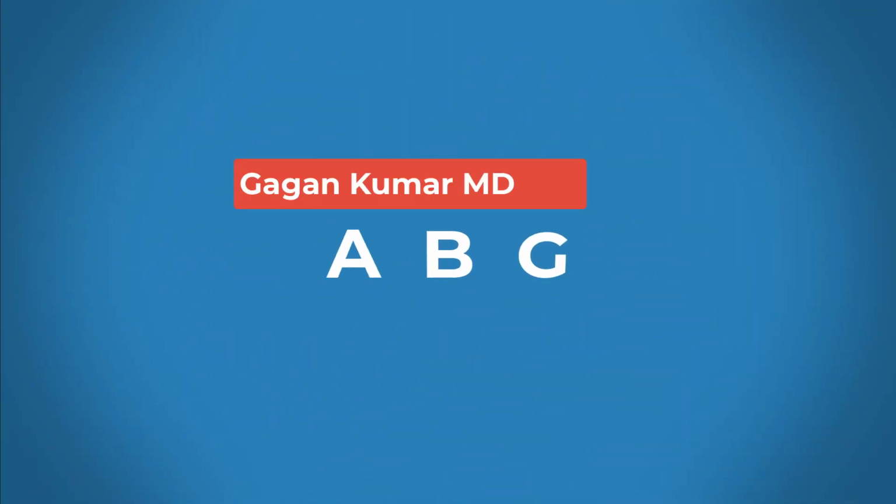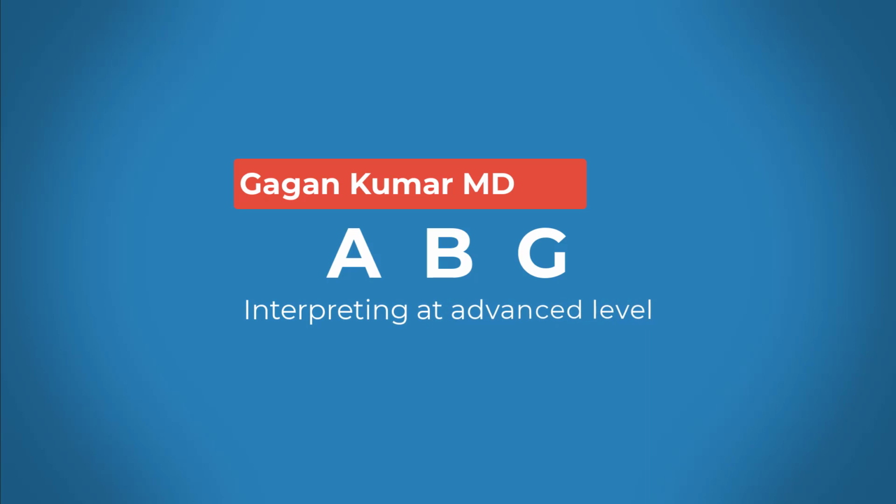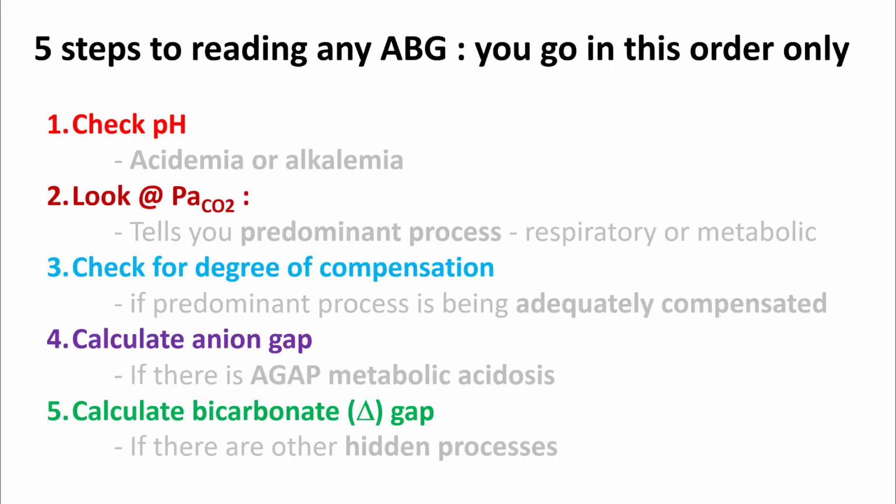Hello everyone, today we'll be talking about the next level in interpreting the arterial blood gas, and in this we'll discuss how chronic disease affects your ABG interpretation. In the previous lecture, we understood 5 steps to reading any arterial blood gas, and I would encourage you to go back and feel very comfortable before proceeding to this lecture.